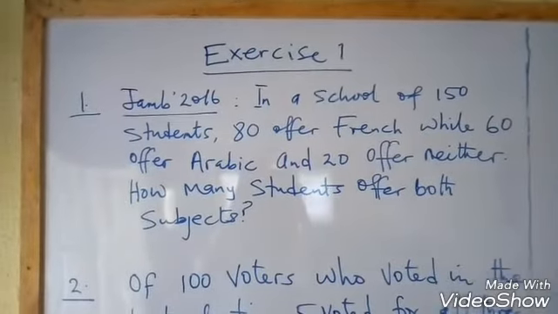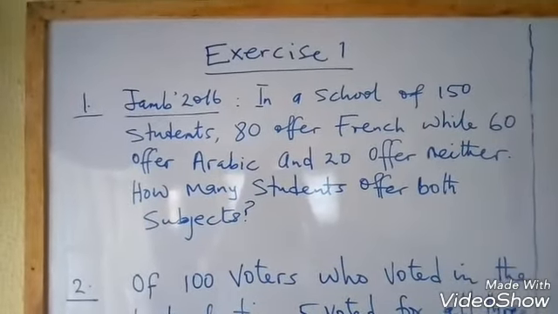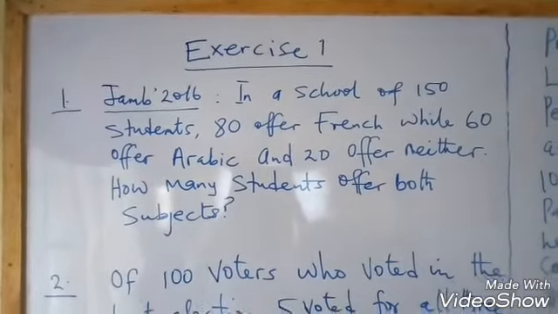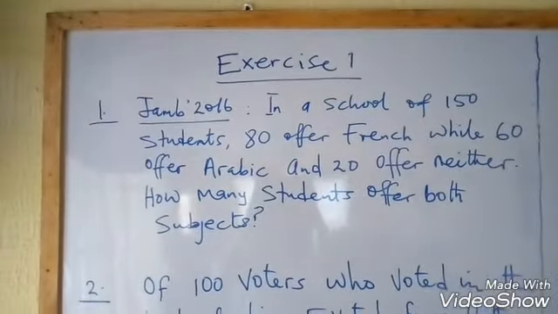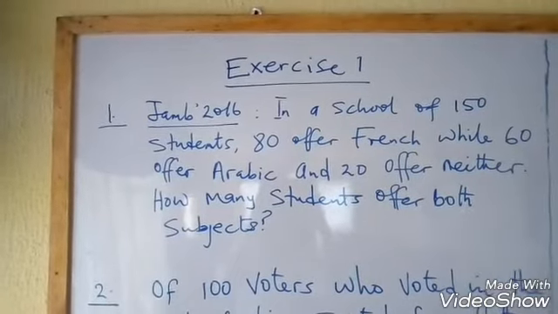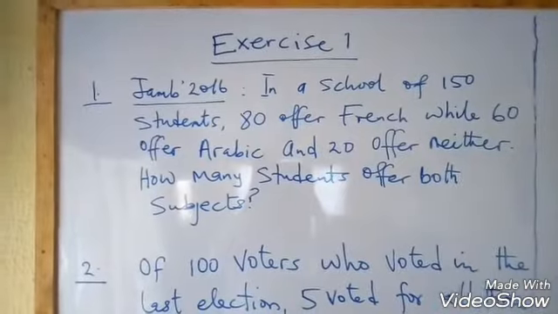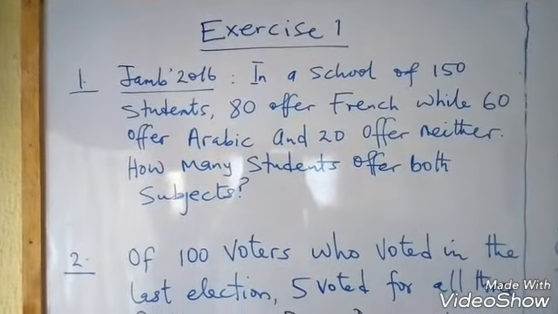Yes, we have come to the end of this chapter, set theory. And then we have been able to solve problems on Venn diagrams, 2-circle Venn diagrams and 3-circle Venn diagrams.